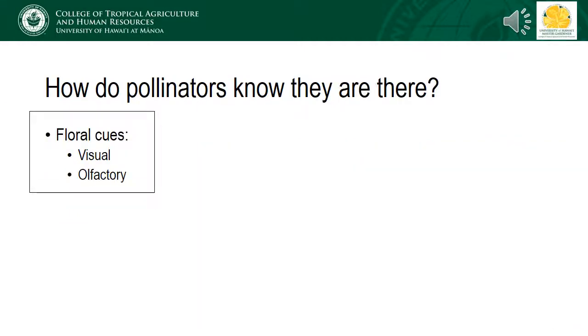But how do pollinators know a flower will provide them with their required food sources? Plants co-evolved with their pollinators to advertise their rewards with floral cues, which come in two forms, either visual or olfactory.